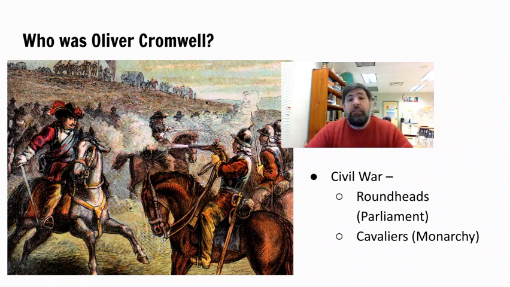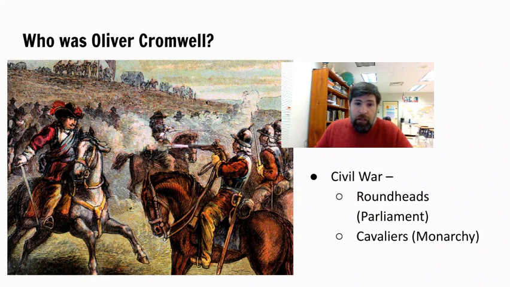So Roundheads supported Parliament. They were sometimes called the Parliamentarians. And Cavaliers supported the king. They were called Royalists. So we're going to cut to the chase. This was a period of 10 to 15 years of fighting between these two groups.